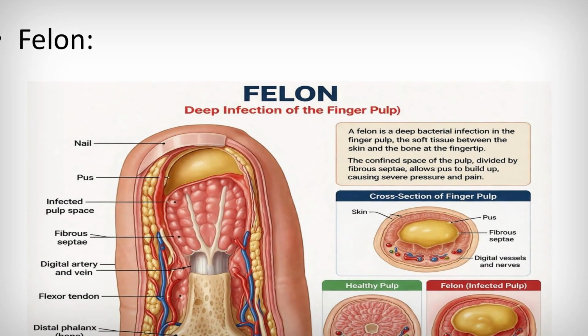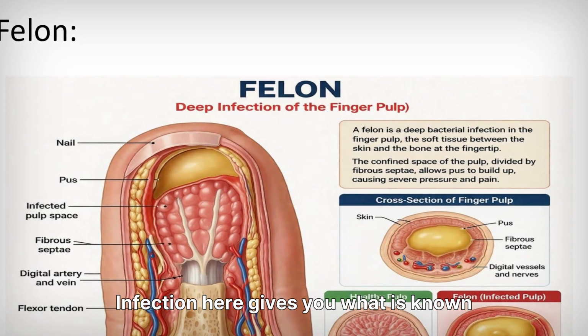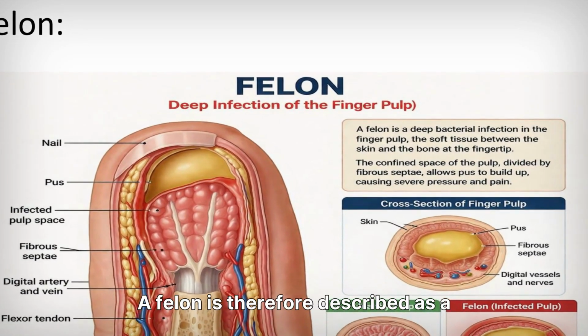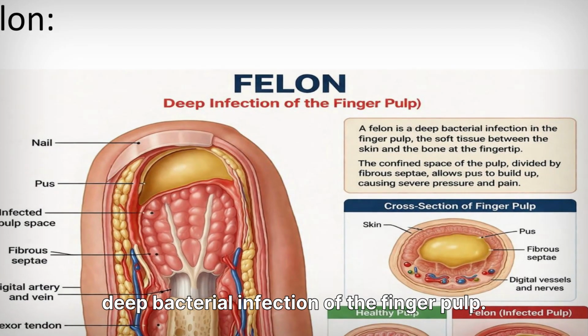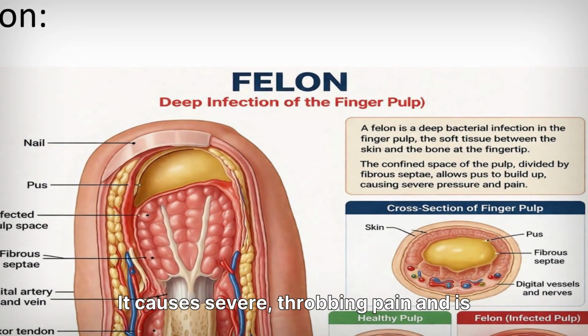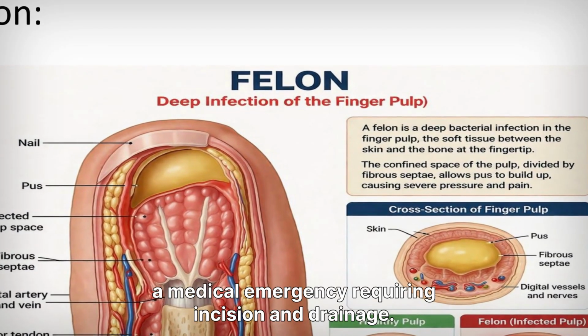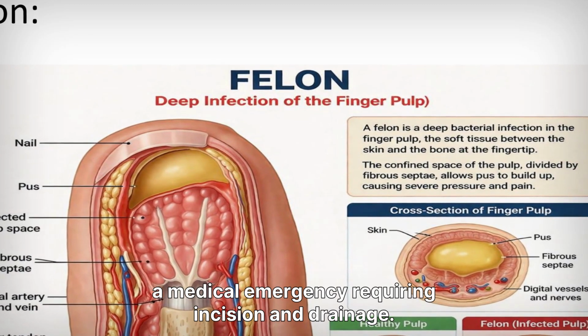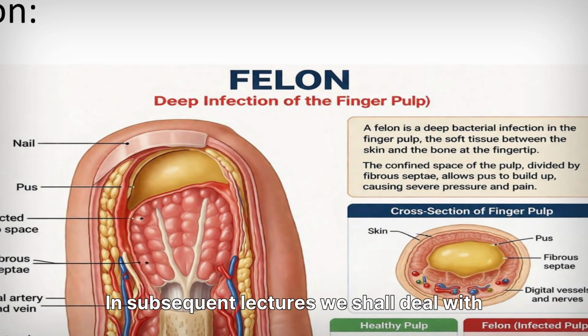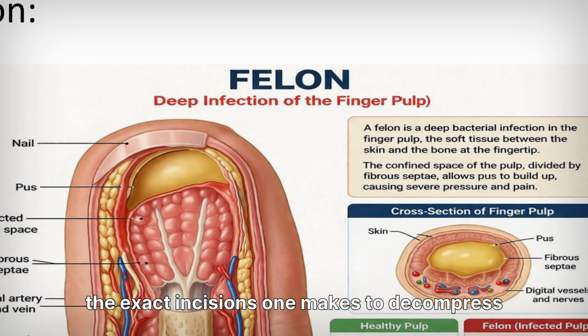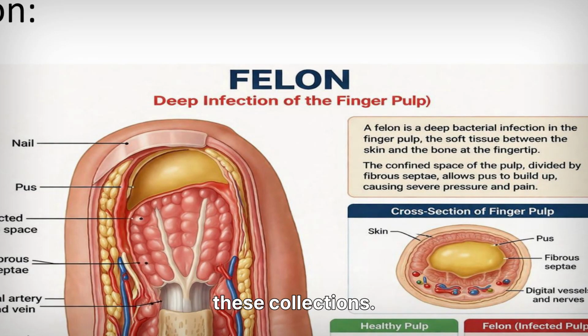First, the finger pulp. Infection here gives you what is known as a felon. A felon is therefore described as a deep bacterial infection of the finger pulp. It causes severe throbbing pain and is a medical emergency requiring incision and drainage. In subsequent lectures, we shall deal with the exact incisions one makes to decompress these collections.